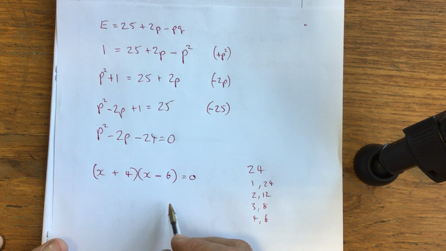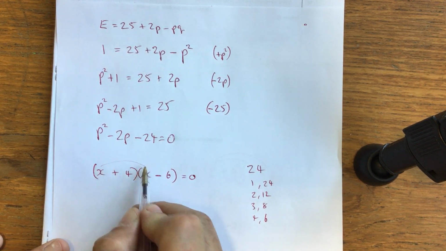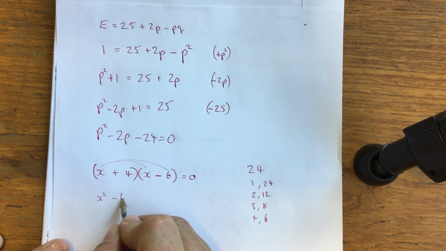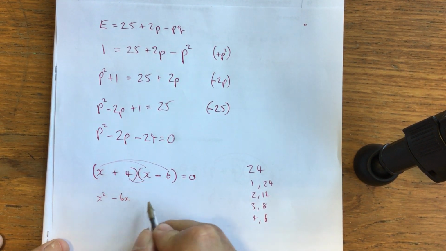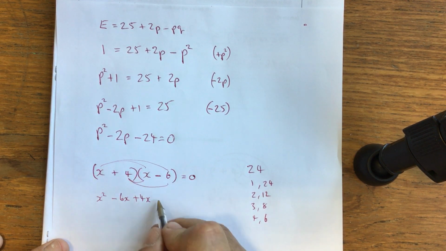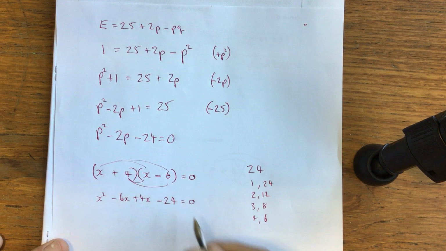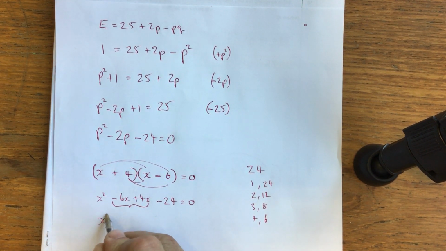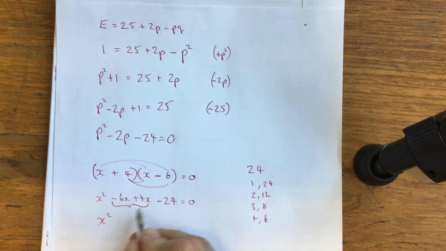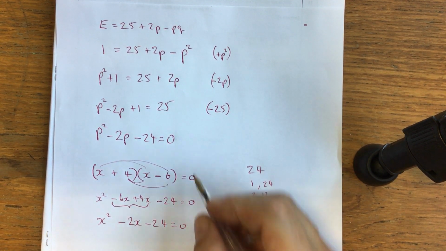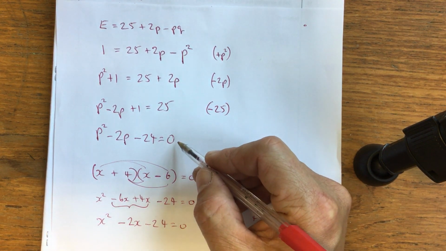Let's just confirm that by expanding it out. X times x is x squared. X times a minus 6 is minus 6x. Plus 4 times x is plus 4x. And plus 4 times a minus 6 is minus 24. These terms here are like terms and they simplify. X squared minus 6x plus 4x is minus 2x. Minus 24 equals 0. That is what I started with.